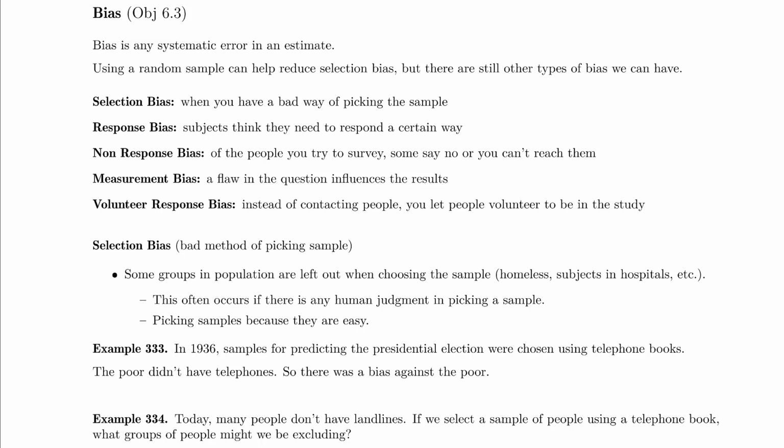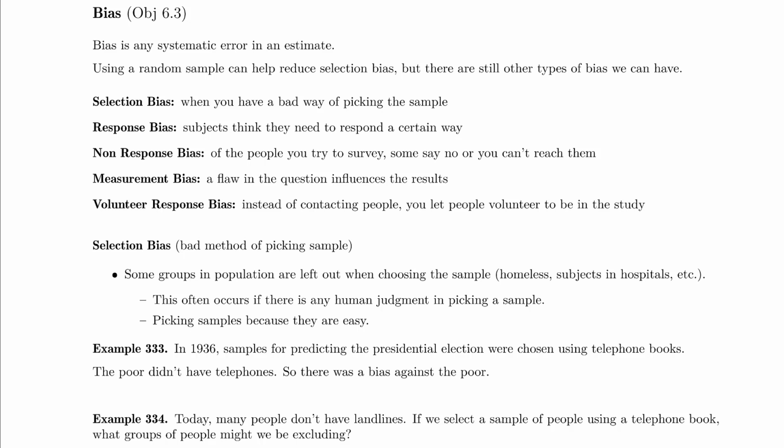Bias is any systematic error in an estimate. If you remember back in chapter 6 when we were measuring, like say we were taking someone's weight, we said you might have a bias because everyone had their shoes on. That would be some kind of measurement bias. There's other types of bias though. We've already talked about having a random sample. Having a random sample can help reduce selection bias, but there's other types of bias we can still have.